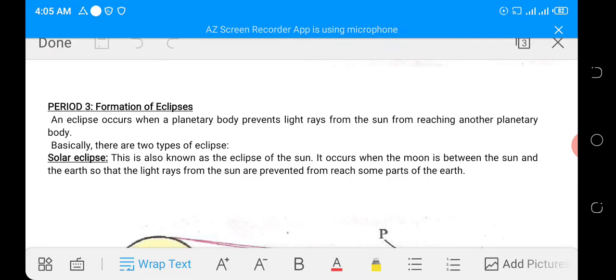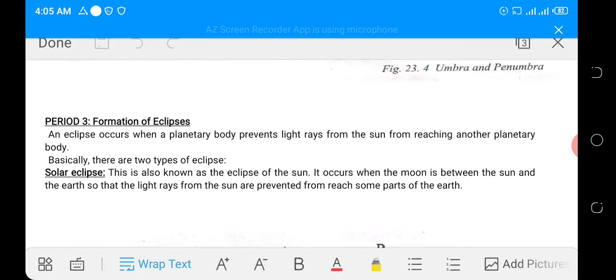When we say a planetary body, it may be a planet, a star, or the moon, when it prevents light rays from the sun from reaching another planetary body. Basically, there are two types of eclipse. We have solar eclipse and lunar eclipse. Solar eclipse is also known as eclipse of the sun, while lunar eclipse is called eclipse of the moon. So let's look at them one by one.